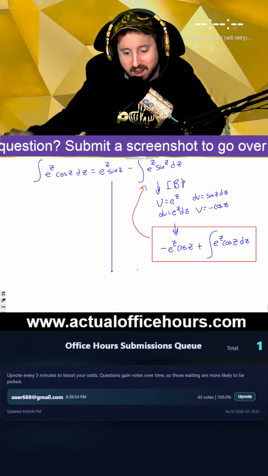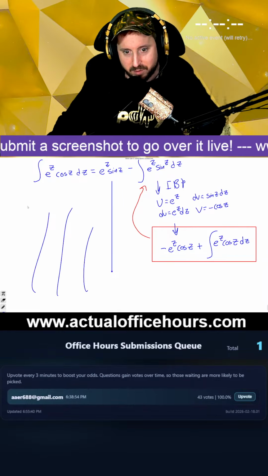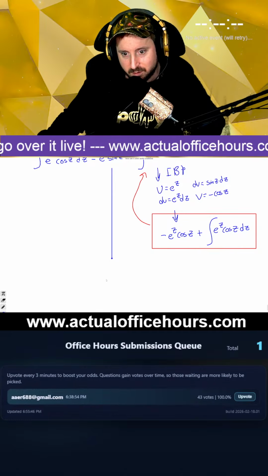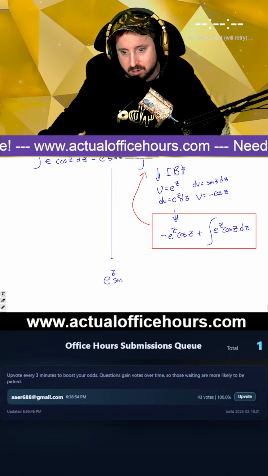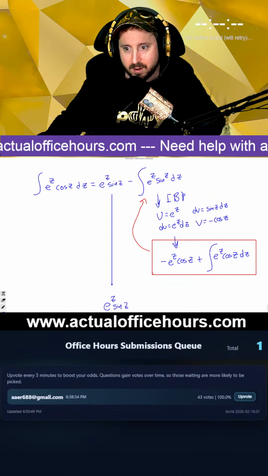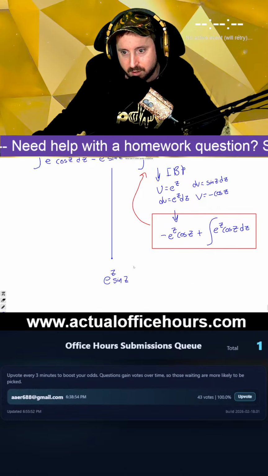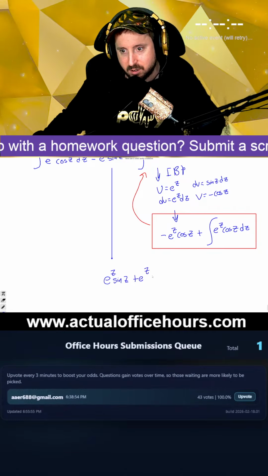I forget the D. I know. It's this method or something, and then you do a bunch of these things. Yeah, I just forget it. So e to the z sine z, and then minus minus. It's gonna be a plus. So we can say plus e to the z cosine z.